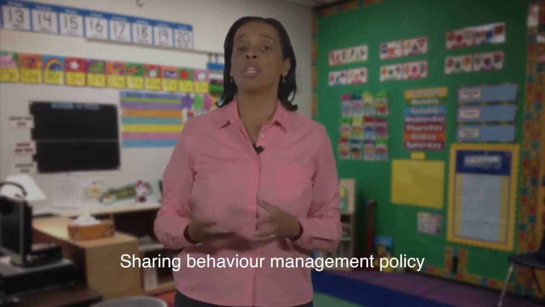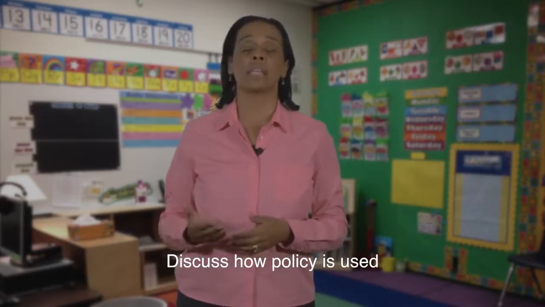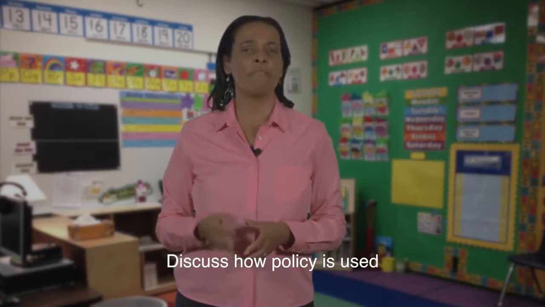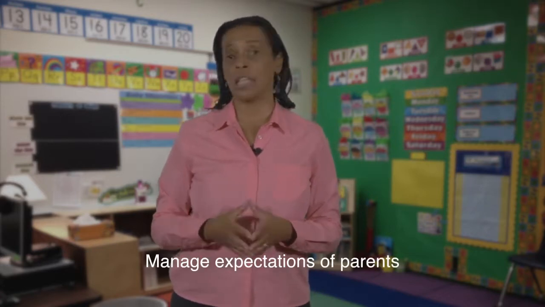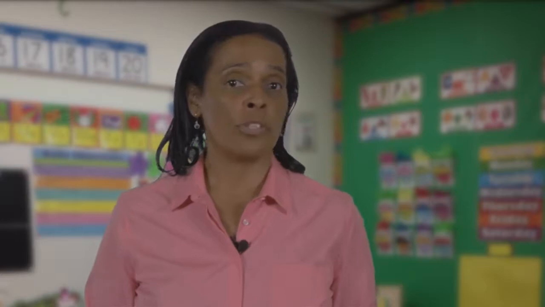How did you do with that? Any ideas? Some ideas may include sharing the behaviour management policy. This can be done when the child starts at your setting. You can discuss how the setting implements the policy and remember to manage expectations of the parents. For example, do they have another way of showing their child how to behave at home? This may be due to cultural differences.